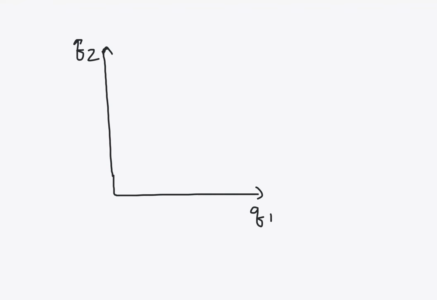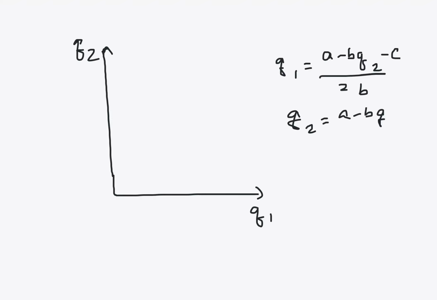So if you look at the reaction function of firm 1, it's Q1. Let's just write it down for reference. So Q1 is equal to A minus B times Q2 minus C over 2B. And the reaction function of Q2 is equal to A minus B Q1 minus C over 2B. It's a linear equation, as you can see. So Q1 is a linear function of Q2. So it's going to be a straight line when you plot it, right? So how do we plot it?